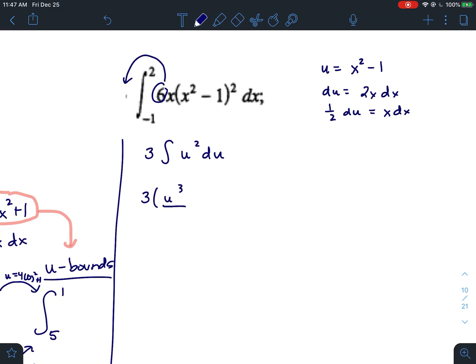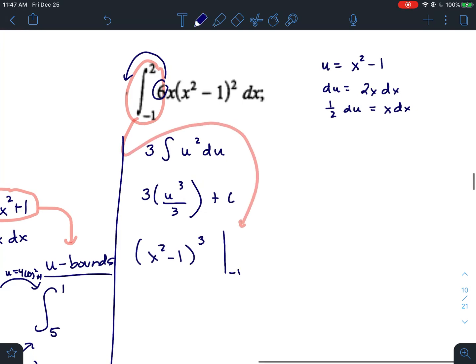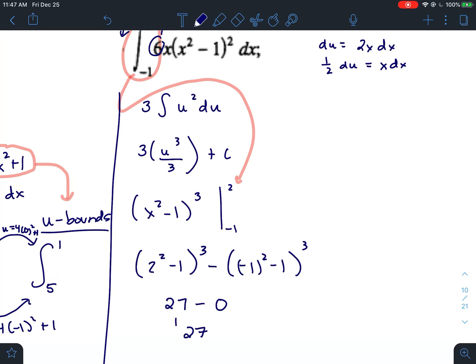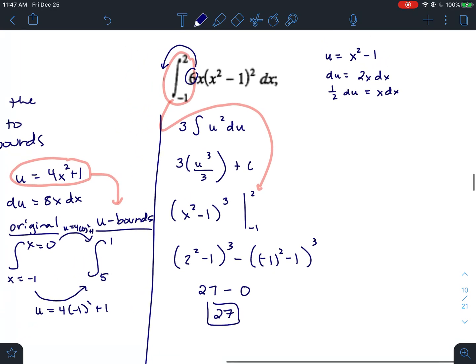If we forget about the bounds, then I would get 3 times u cubed over 3 plus c. So this would be u cubed, and then we're going to replace the u with x squared minus 1, and then that would be cubed. And now we use the bounds. I'm going to evaluate this between -1 and 2. And so I would get 2 squared minus 1 cubed minus -1 squared minus 1 cubed. And so I get 3 cubed, so 27 minus 0.